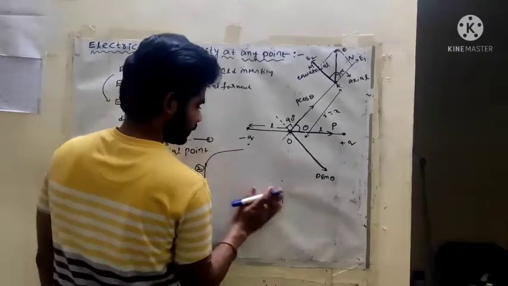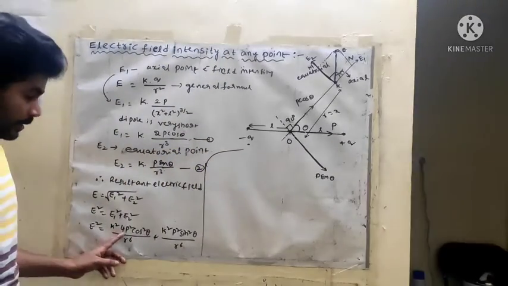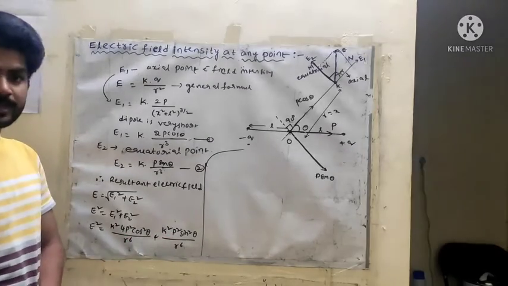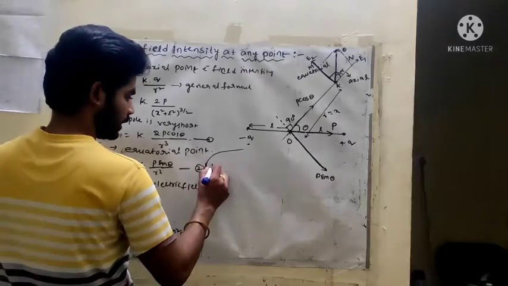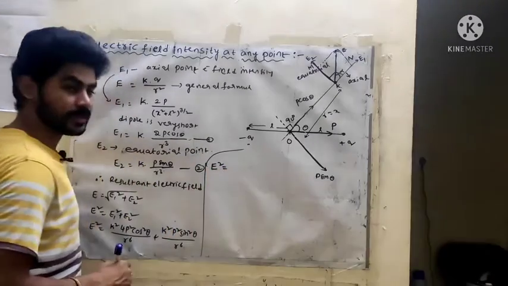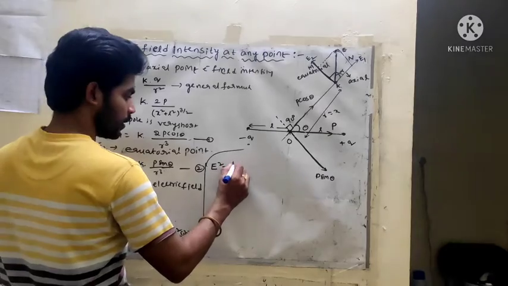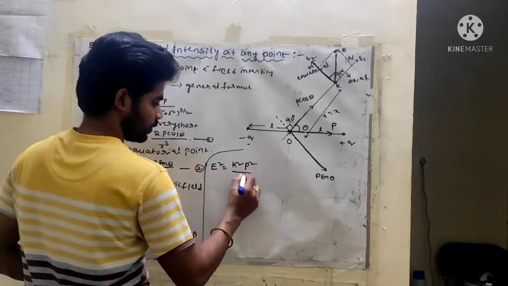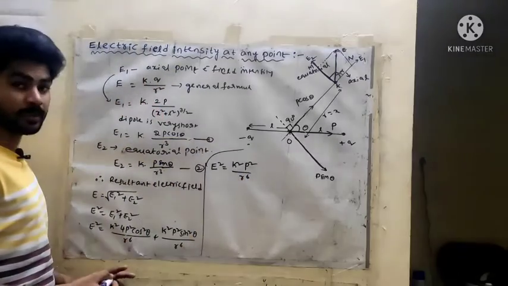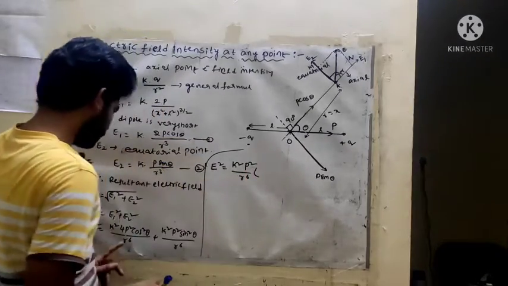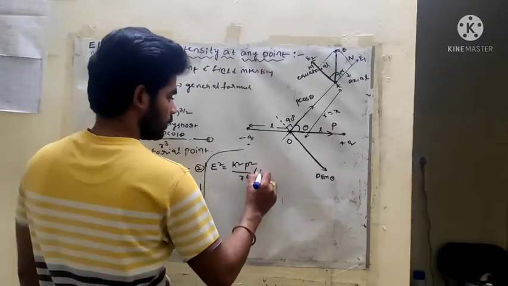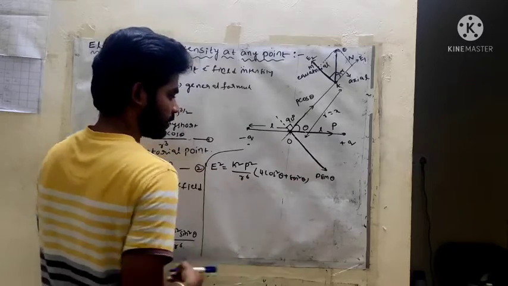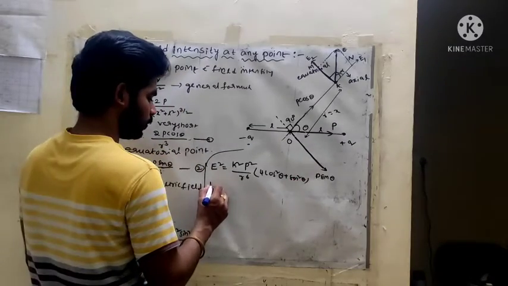Next, continuation. See here, k square p square by r power 6 is common. So write that common term. E square is equal to k square is common, p square by r power 6 is also common. So what remains is 4 cos square theta plus sin square theta. See now how I am writing.